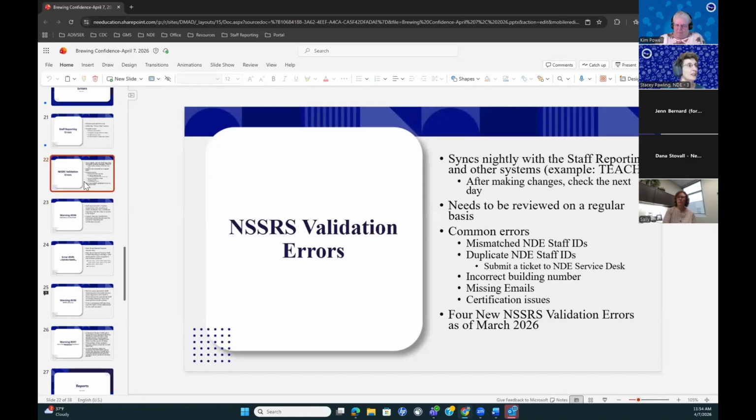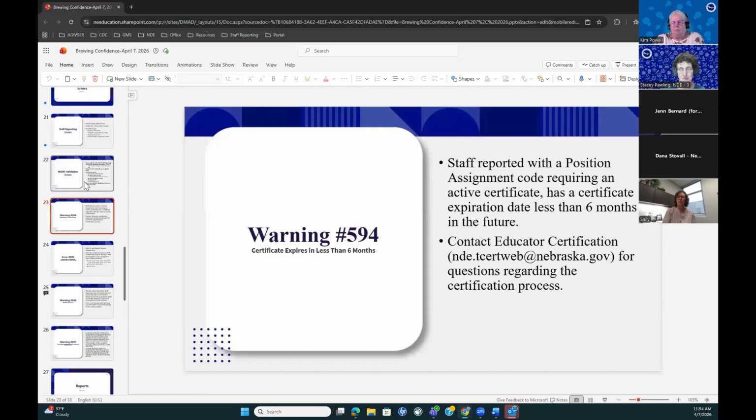So I would like to highlight the new warnings before we get off the call. At the end of middle of March or something, we sent out a bulletin and there are some new SSRS validation warnings. And so I want to highlight those.